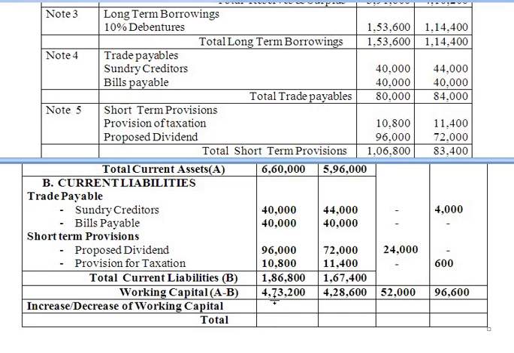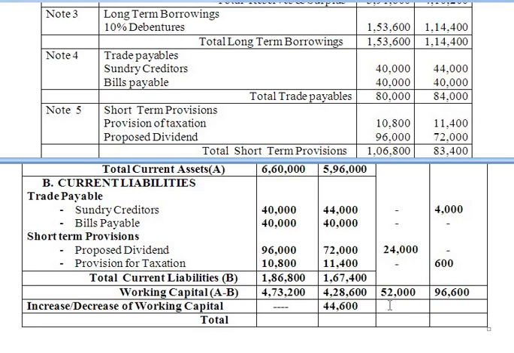Okay, now we need to find out whether there is an increase in working capital or a decrease in working capital. The amount of working capital for the year 2018 is 4,73,200, whereas for 2019 it is 4,28,600. Okay, so there is a decrease in working capital. So how much decrease? 4,73,200 minus 4,28,600 is equal to 44,600. So there is a decrease in working capital in the year 2019 of 44,600.